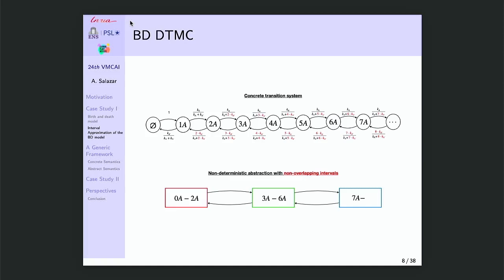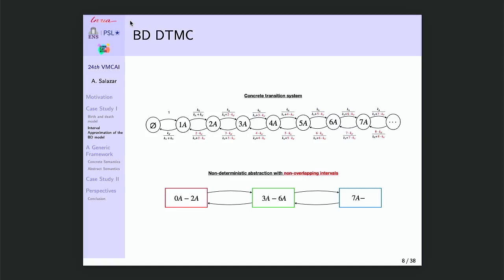What we would like to obtain first is something in the bottom diagram, which is a non-deterministic abstraction. Here we use non-overlapping intervals. So we partition the values of A into intervals. These intervals do not overlap, which means that consecutive intervals do not share any common values. And what we would like to do later is to reintroduce probabilities by reasoning on the concrete transition system. So we want to compute probabilities to go from one interval to the other.